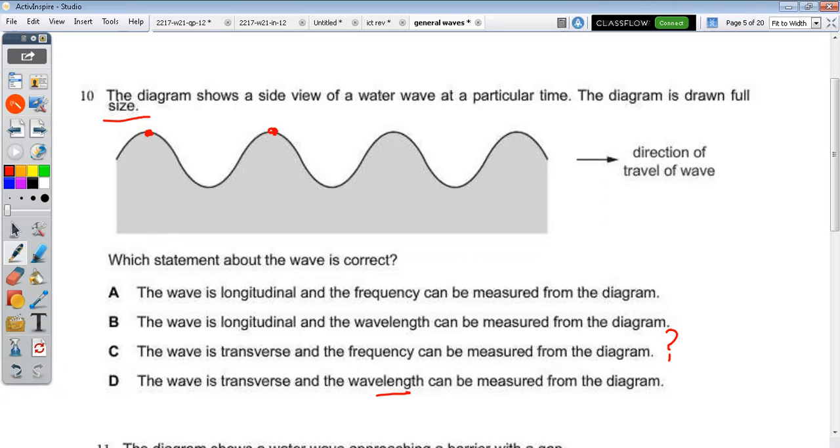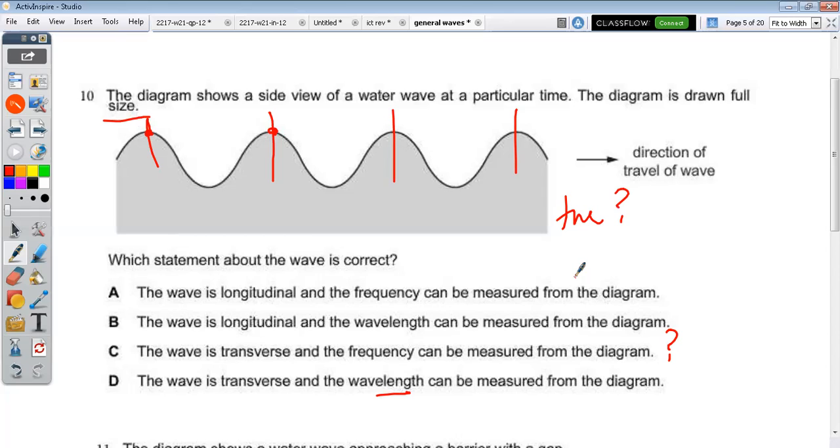Because look at this here. What's the reason why I can't measure the frequency? What's the definition of frequency? I said the number of complete waves per unit time, per second. Are we given the time here? We are not. Even if I was to say one complete wave here, two complete waves, three complete waves, I'm saying three in what time, I don't know. So I can't calculate frequency.